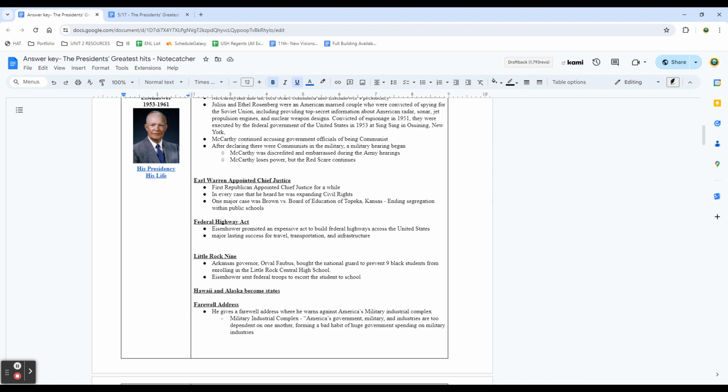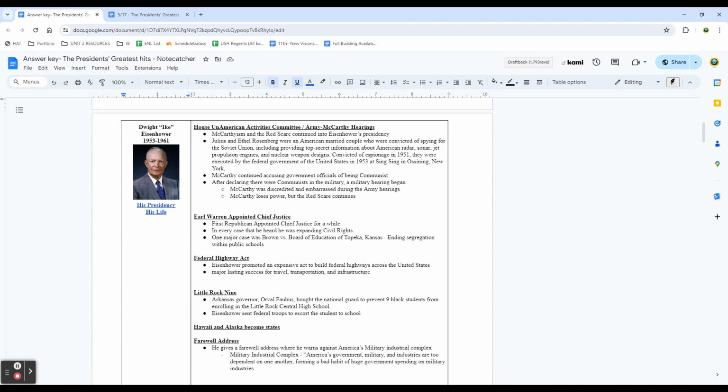But the last thing you should know is that when Eisenhower was leaving office in January 1961, he gave his farewell address where he warned against the growing influence of the military-industrial complex. This idea that America's government, military, and industries were too caught up in one another, forming a bad habit of the government prioritizing defense spending and defensive industries more than they ought to.